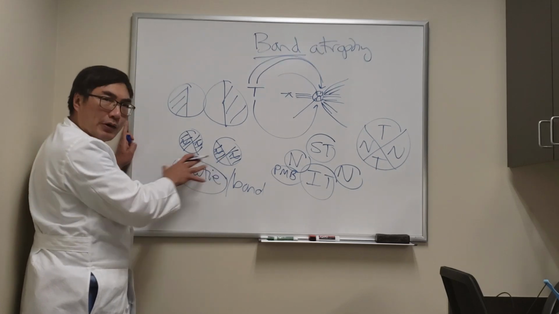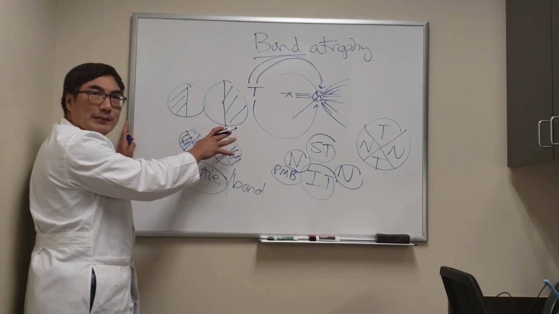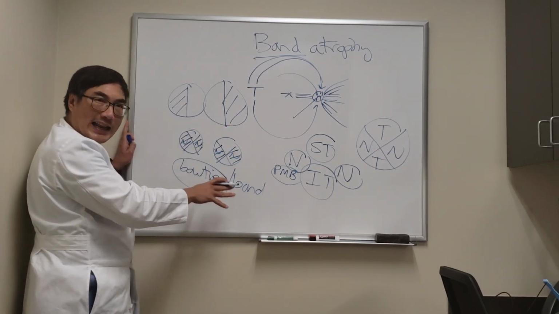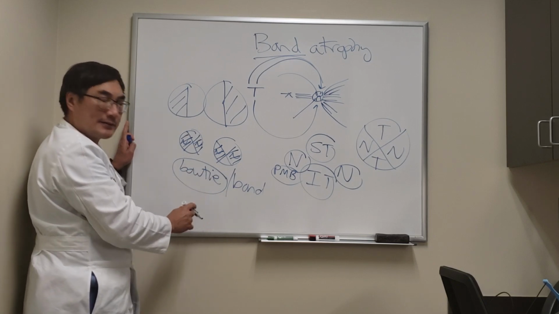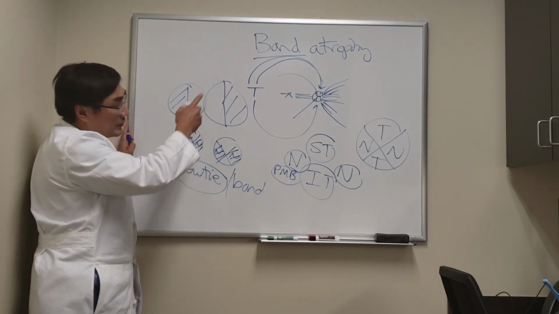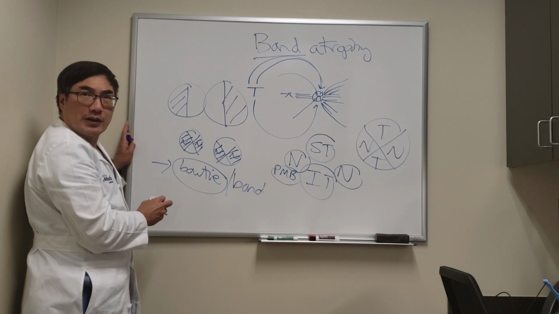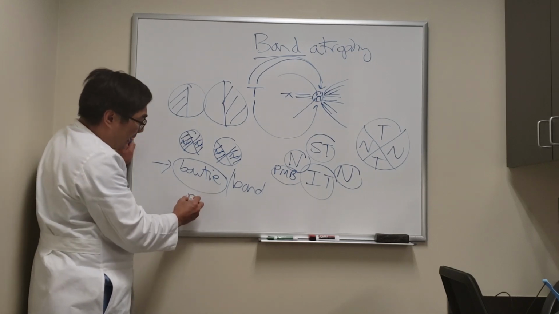Band atrophy in both eyes equals bitemporal hemianopsia because it is bilateral nasal fiber loss. And so you should be worried about band atrophy for a compressive lesion at the chiasm if it's bilateral.